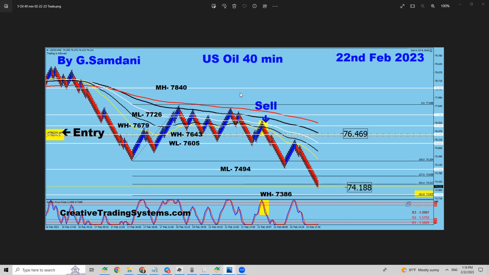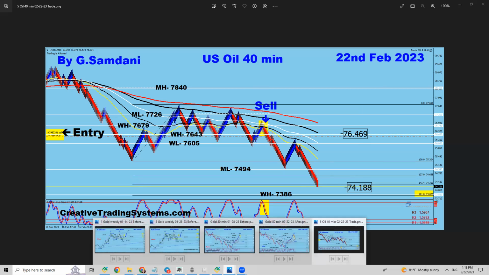By the way, this is my oil trade just closed here. From the 40-minute chart, this is the entry, and here from 76.46 to 74.18. All right, so let's go take a look at the gold chart.